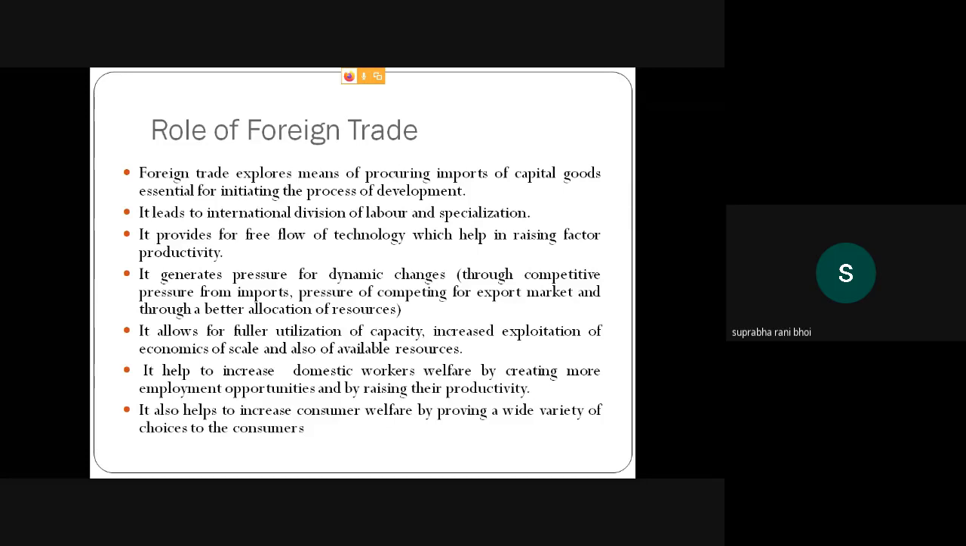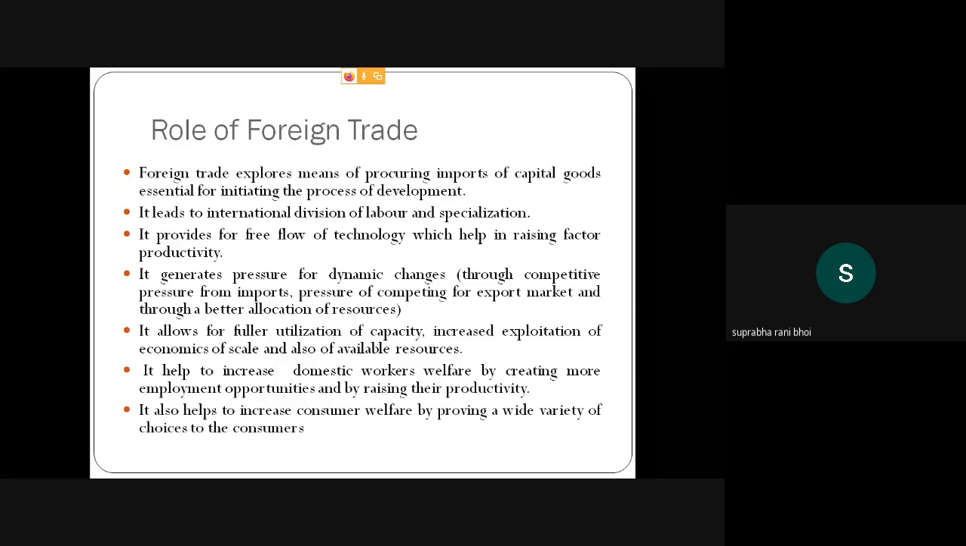Another important role of foreign trade is that it increases the welfare of domestic workers. How does it increase the welfare of domestic workers? Suppose many workers are engaged in the production of goods and services which are exported to other countries from India. If the export of those goods and services increases, definitely the employment opportunities in that sector will increase. At the same time, the workers engaged in that industry will get higher wages and a higher amount of remuneration, and maybe enjoy a good quality of life. So it increases the welfare of domestic workers by creating employment opportunities and also by raising their productivity.